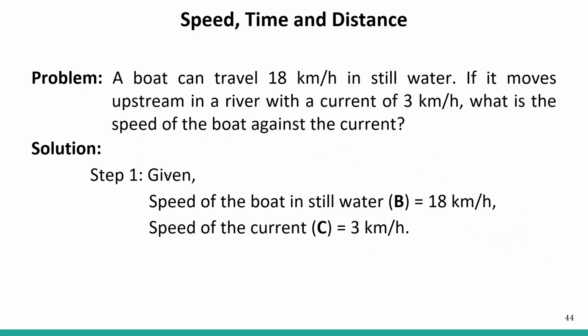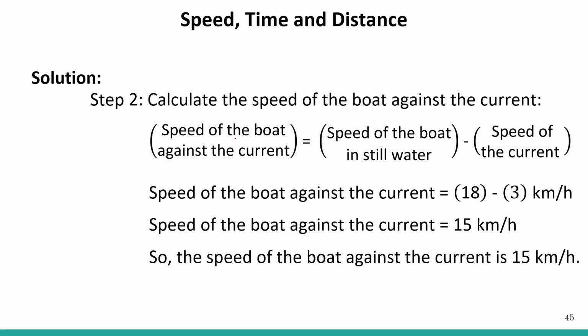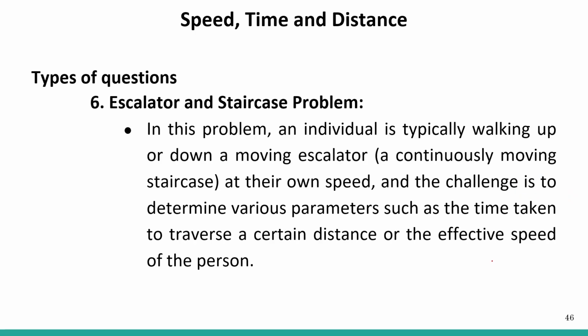Okay, so given that speed of the boat in still water is this much and current is this much. Okay, so speed of the boat against the current will be speed of the boat in still water minus speed of the current. So 18 minus 3 is equal to what? 15 kilometer per hour. So the speed of the boat against the current will be this much amount. So the speed of the boat against the current is 15 kilometer per hour.